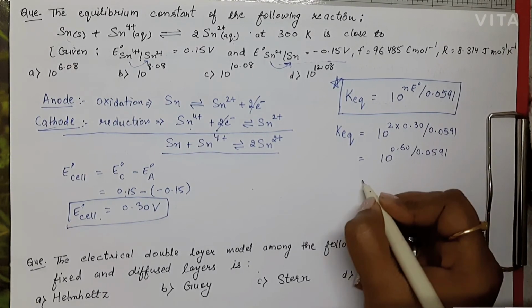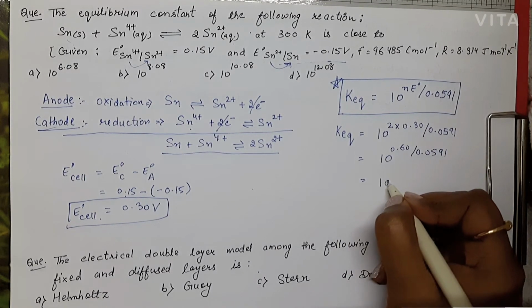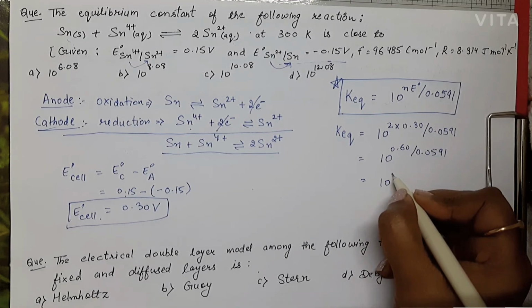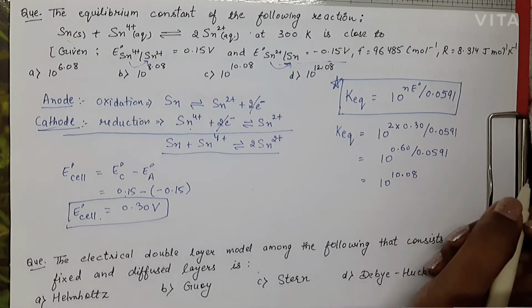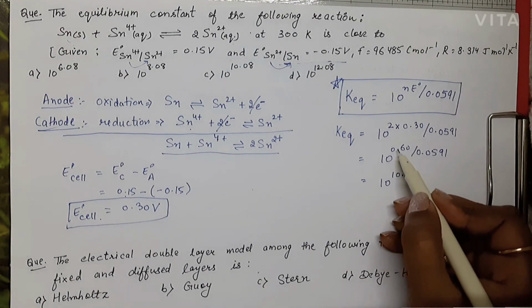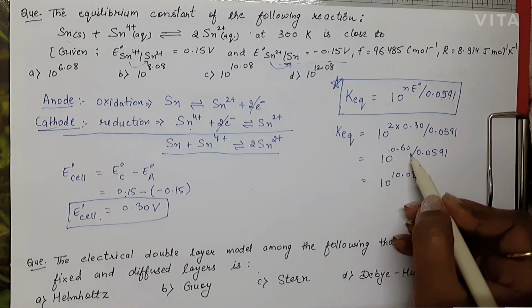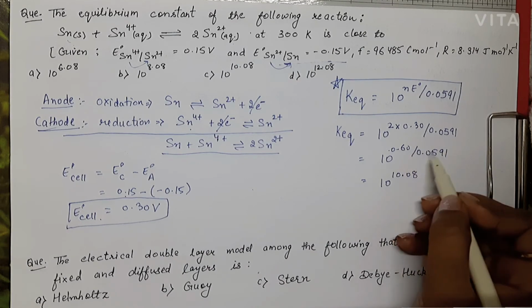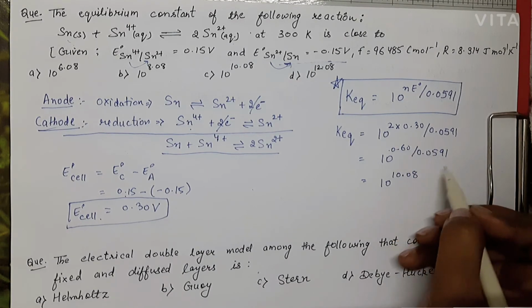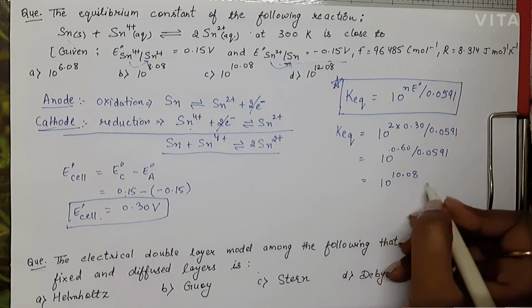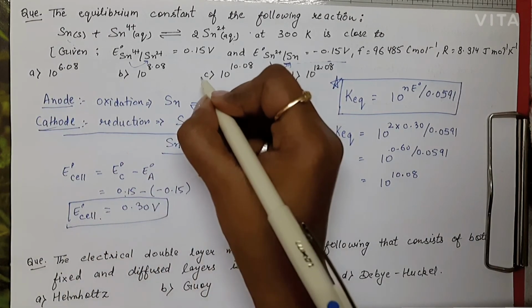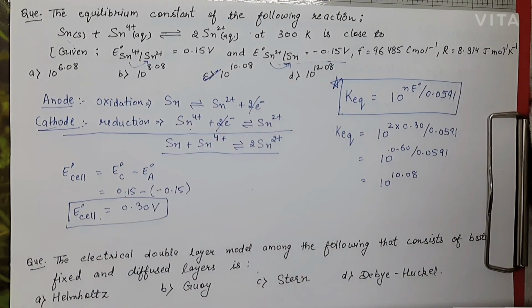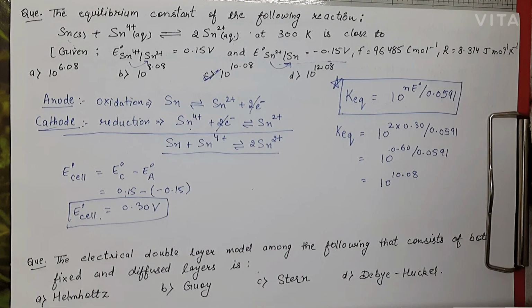So it will be 10 to the power approximately 10.08, right? Because here if we take out these decimals, then it will be approximately 60 divided by 5.9, so that will come out to be approximately 10.08. So the correct option is option C. Now with this we'll move on to the next question.